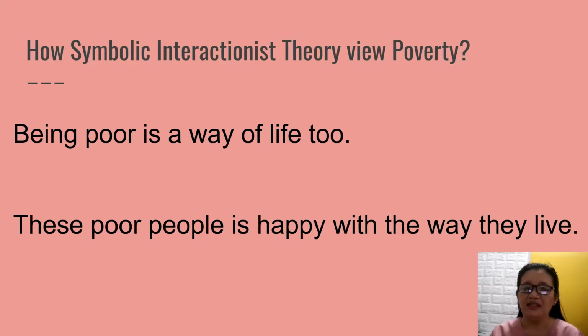So this second sentence also reflects the symbolic interactionist perspective on how they view poverty. For them, maybe these poor people are enjoying the life that they have. It's enough for them just to stay alive in this world. So regardless of whether they are poor or not, the opinion of other people could be that maybe they are happy just being poor. So this is a symbolic interactionist approach.